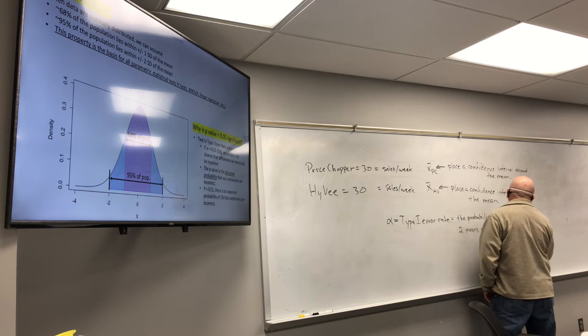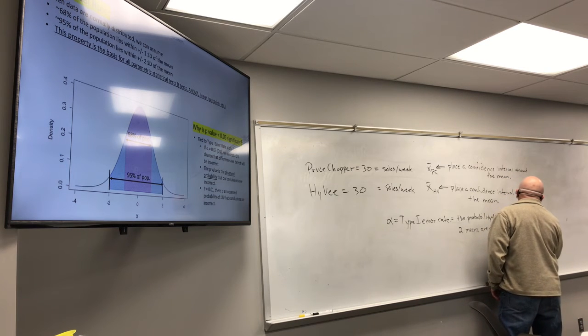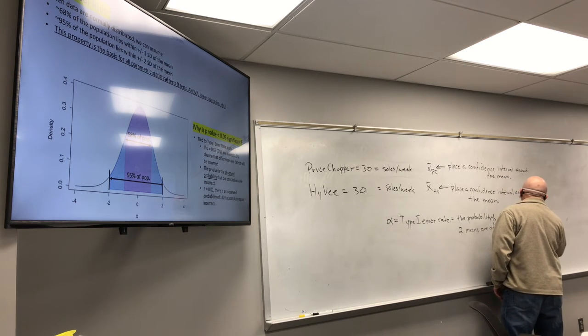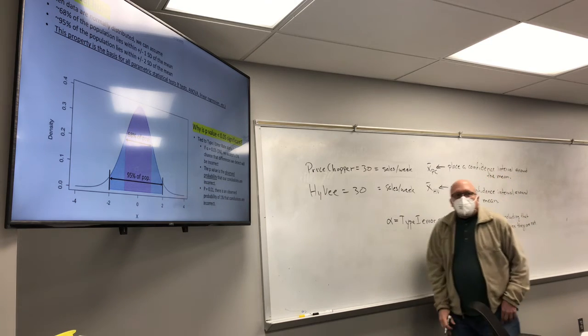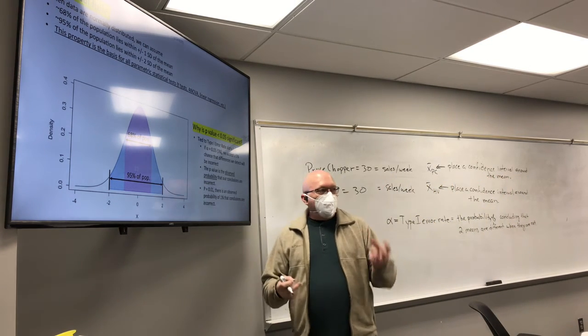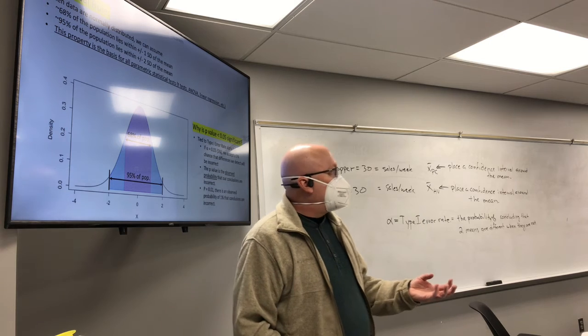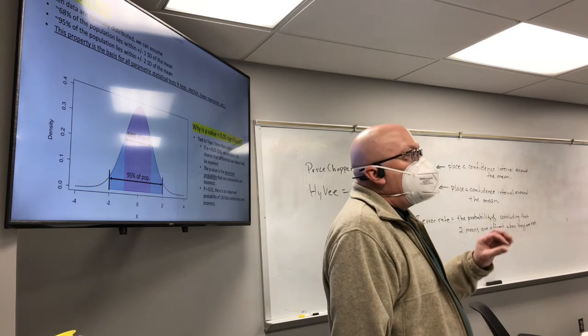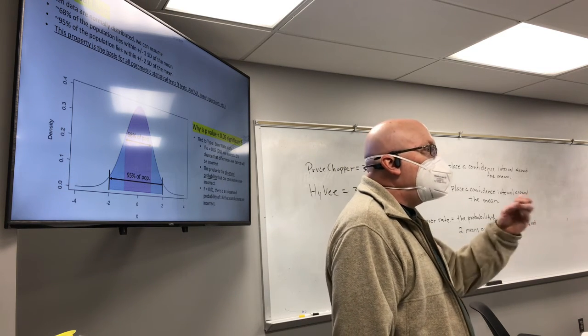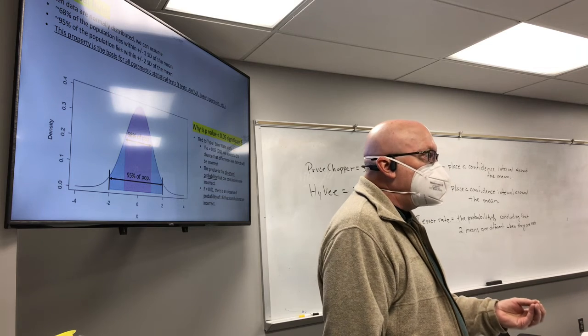When they are not. So it's called a type 1 error rate because it is an error. Because you're sampling, you don't actually know what the true population mean is.